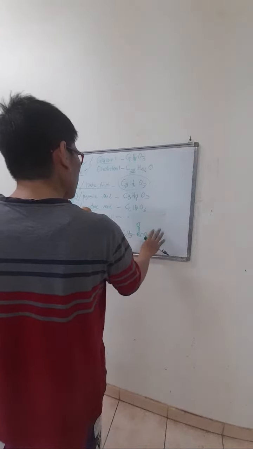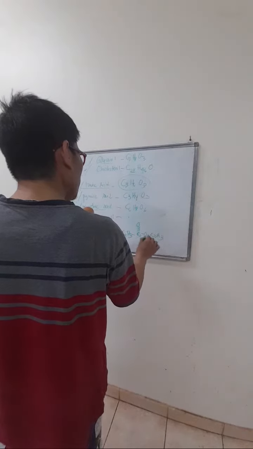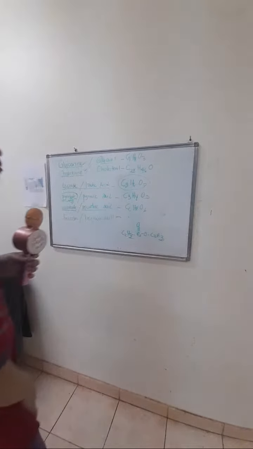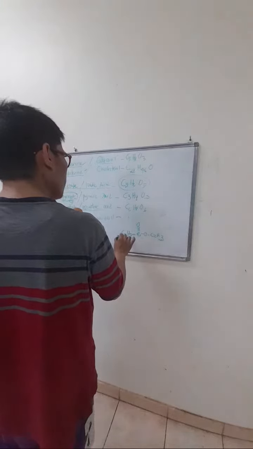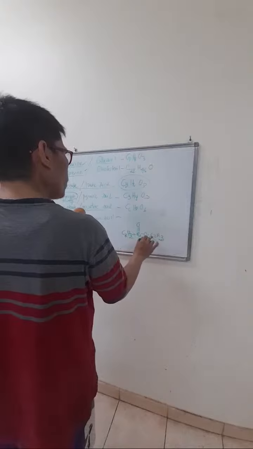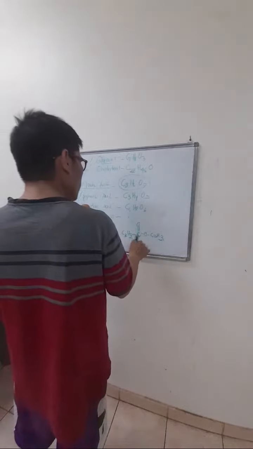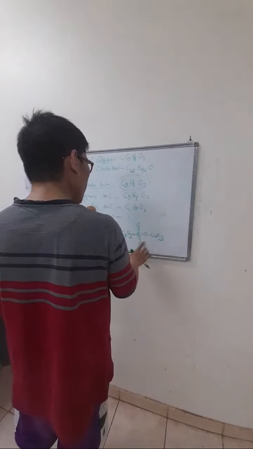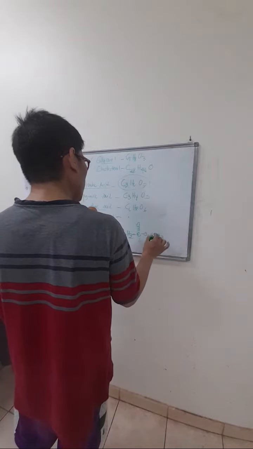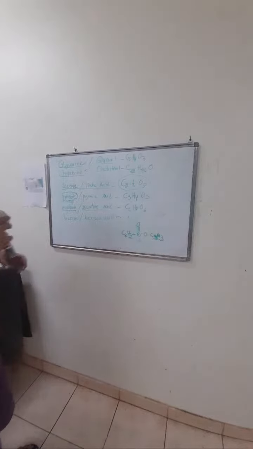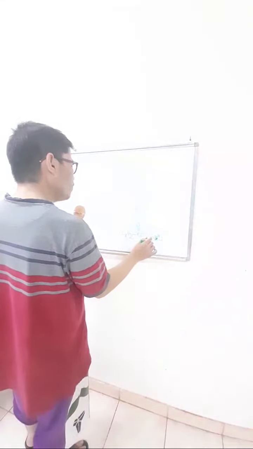Here C2H3 and here also C2H3. Then you have 6 for your benzene. So 1 to 3, 1 2 3 4 5. One carbon is here. Then C3H3. So how many carbons do you have? 1, 2, 3, 4, 5.